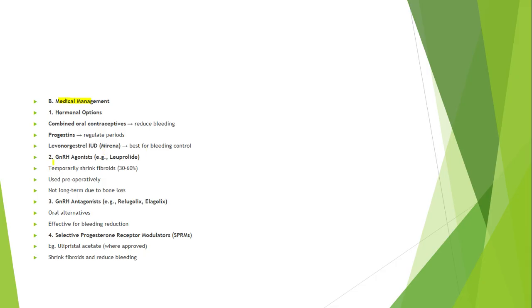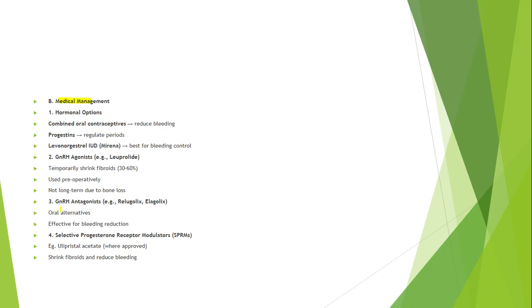Next is gonadotropin releasing hormone agonists such as leuprolide. This temporarily shrinks the fibroids in 30 to 60% of cases. Used pre-operatively, so it's used before a surgery, not long term due to bone loss.